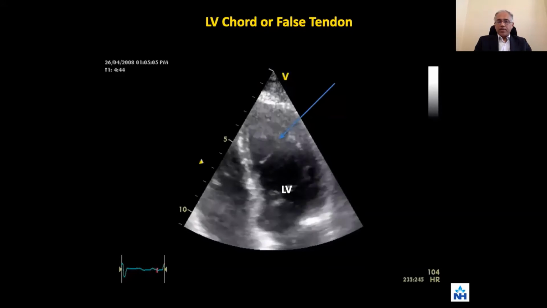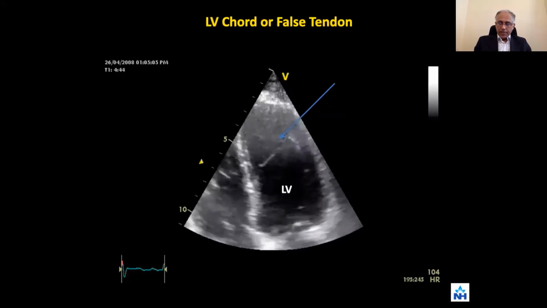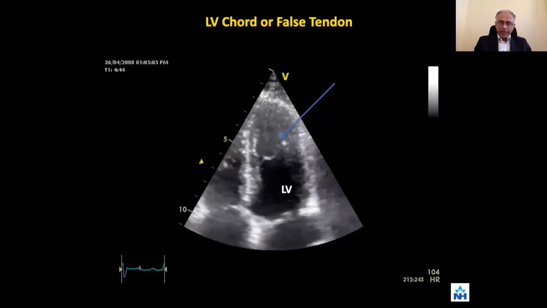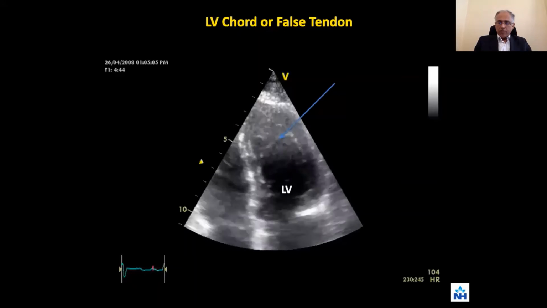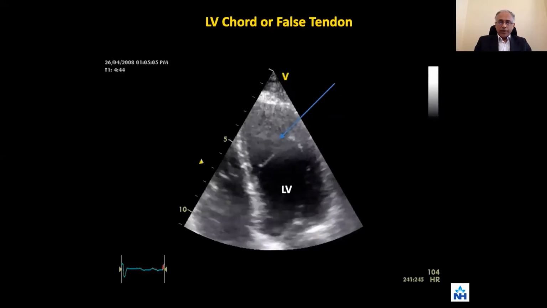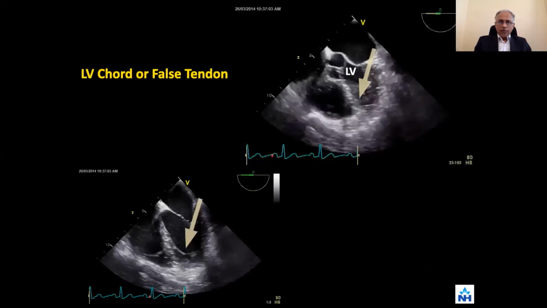There has been some published literature which says that it is sometimes associated with arrhythmia. So whenever there's an arrhythmia and you see this, the EP person would be interested in whether this is the one causing it. But otherwise, you just see it and you don't get too worried or concerned about it. And on TEE, that's how it will look. So you have the LV cord or the false tendon.